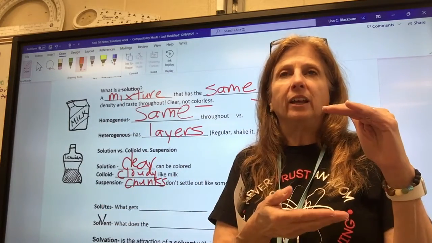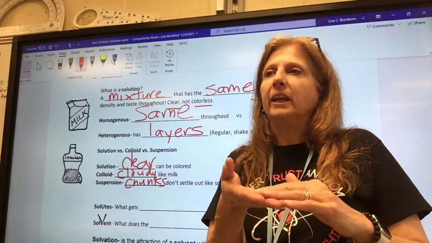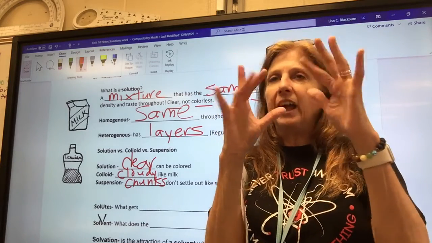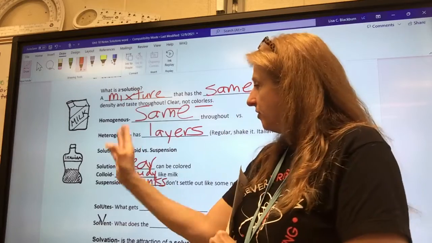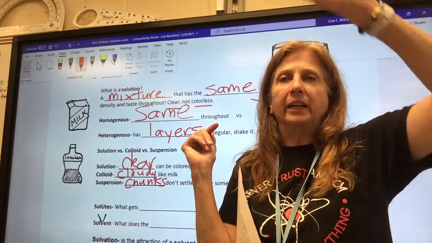Also, bubble tea. Y'all like bubble tea, right? If the bubbles don't all immediately go to the bottom, if they stay up in the drink, it's a suspension. So suspensions aren't gross. Who likes bubble tea?